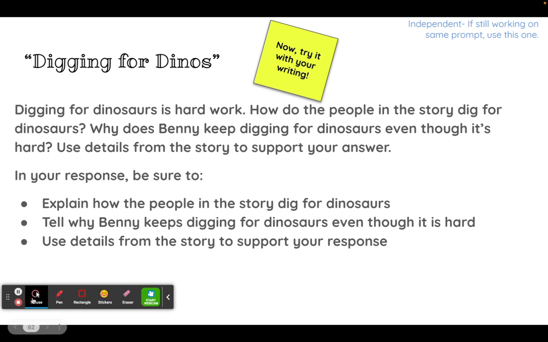If you have finished, this particular prompt is in your packet. It is writing prompt 2, and it is on page 7. So if you have finished, you could start a new plan and a new writing and start thinking about that on page 7 in your packet. But otherwise, we should still be working on the piece that we are doing.